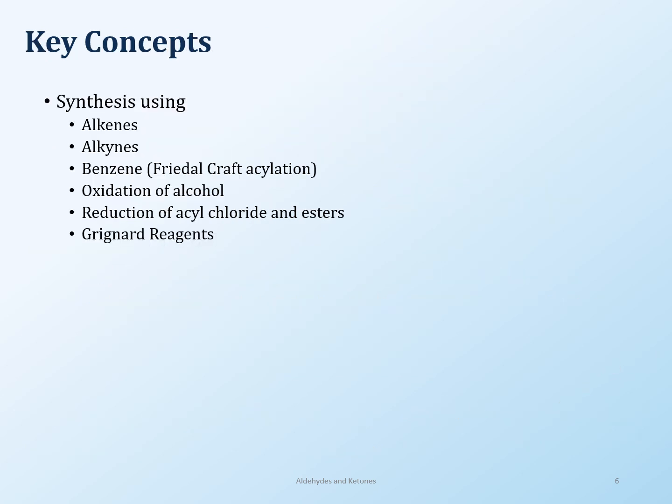So this is it as far as the synthesis of aldehydes and ketones is concerned. You only have two new syntheses to work with. Otherwise, all the other syntheses are old for you: alkenes, alkynes, benzene, and oxidation of alcohols. These were kind of a review. So these two here are the new syntheses for you: Grignards and reduction of acyl chlorides and esters.